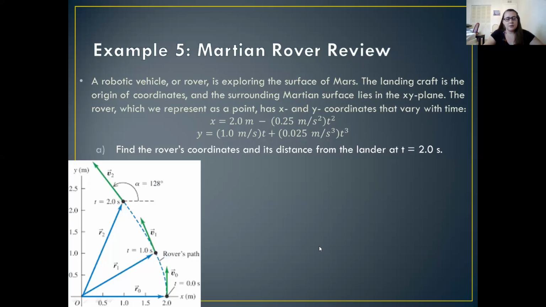And here's the diagram that the book gives us. So again, we're looking down onto the rover. You can see the origin right there is where the lander is located. And then the black dot represents the rover, and it's moving along this path that corresponds with these coordinate equations. So it's traveling in this trajectory, I suppose, this pathway kind of around the lander. And we want to know what its coordinates are and the distance from the origin, from the lander, at a time of 2 seconds.